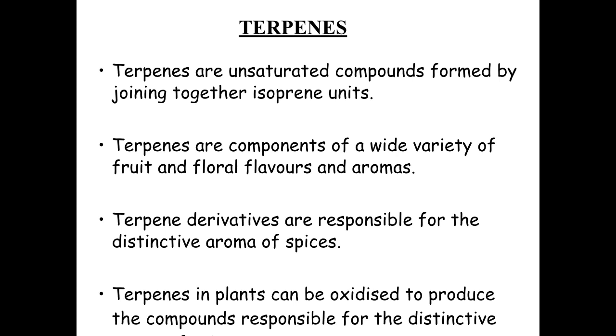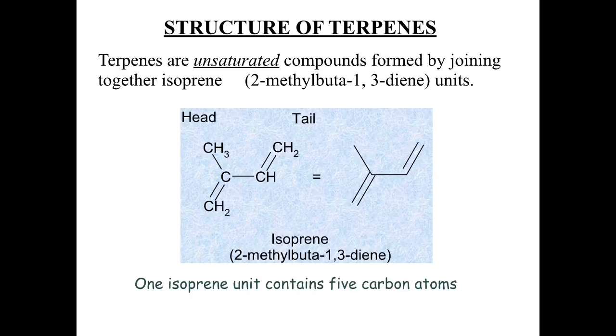Terpenes are responsible for flavours and aromas, spices, things like that. They are unsaturated compounds that are formed by joining together what's called isoprene units. An isoprene unit has 5 carbons, and terpenes will always have a multiple of 5 carbons. So to find the number of terpene units, divide by 5. The correct name for an isoprene unit is 2-methylbuta-1,3-diene. This informs that there's 2 double bonds present in it and a single methyl branch.